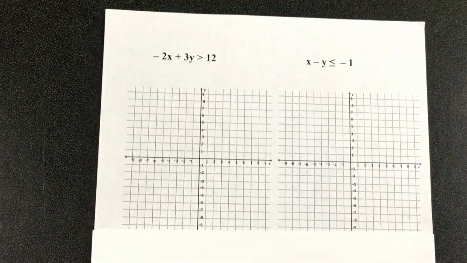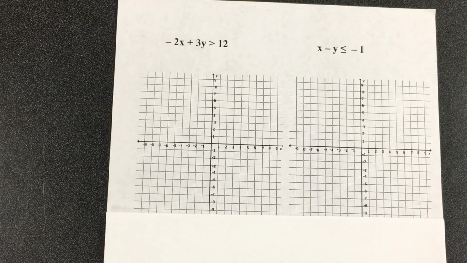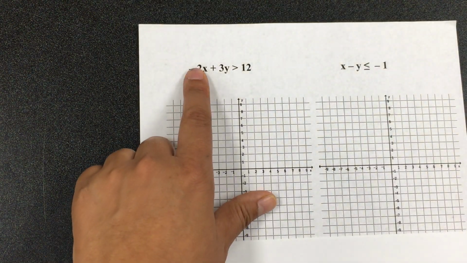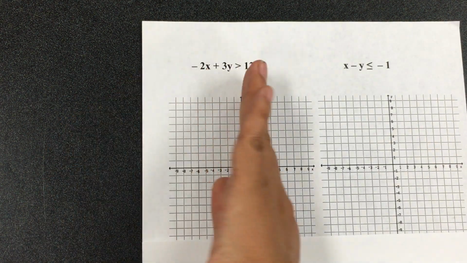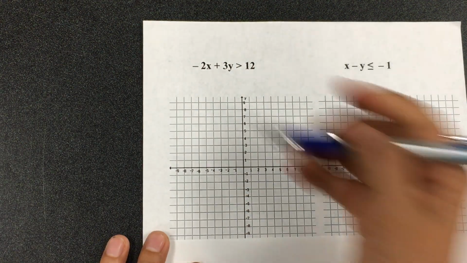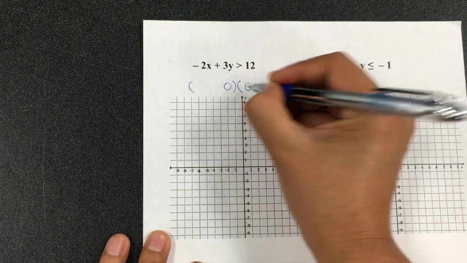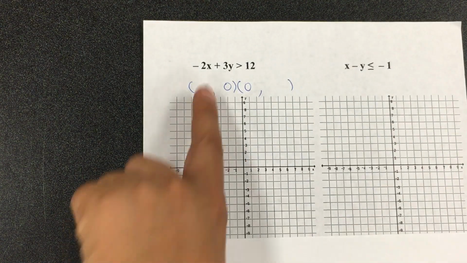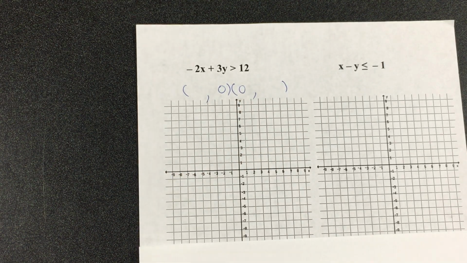Okay, two more. We have also a standard form, meaning that x and y are on the left. So we're going to look for the x and y intercepts with this method. Anytime you have x and y on that side, you can use this method if they don't specify.